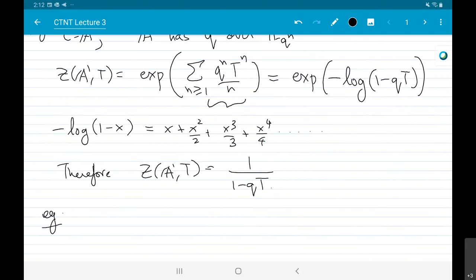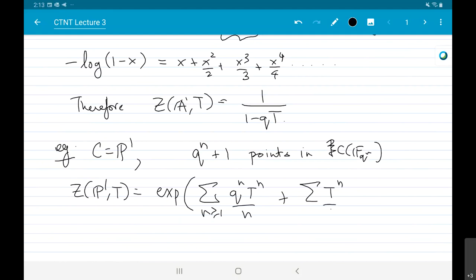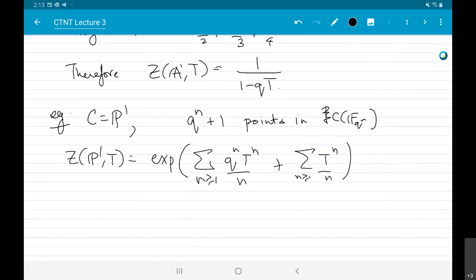Now, let's do another example. C equal to P1, so let's take a projective curve. Over F_q to the n, it has q to the n points coming from the A1, and then there's a point at infinity, so there's one more point. So this gives you that Z of P1 of t is the exponential of the sum of q to the n, t to the n over n, and then the one lives by itself. If you use the log identity again, this is going to be 1 over (1 minus t) times (1 minus qt). So it's a modification of this one. That's not a coincidence.